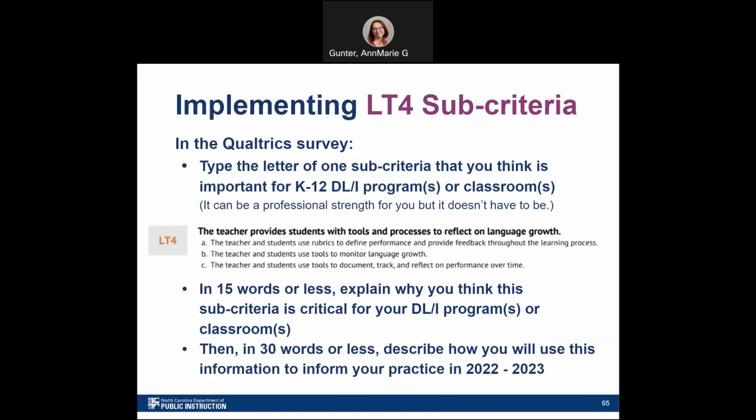Again, pause as long as you need to complete this information, doing your reflection, thinking about this, and sharing that in your survey.